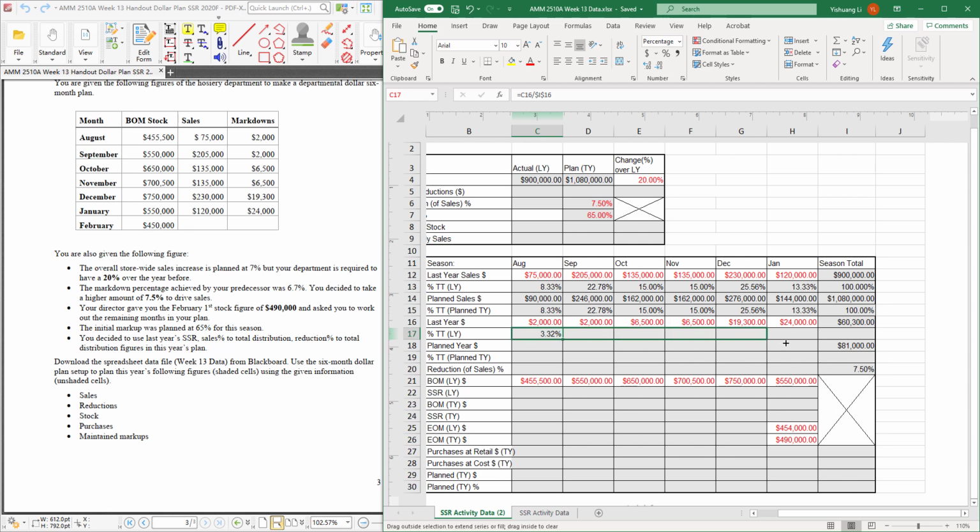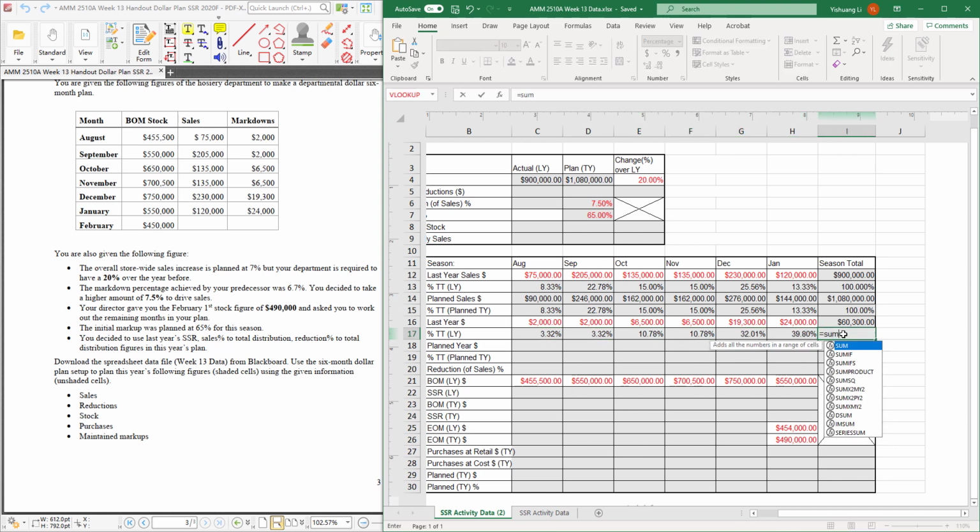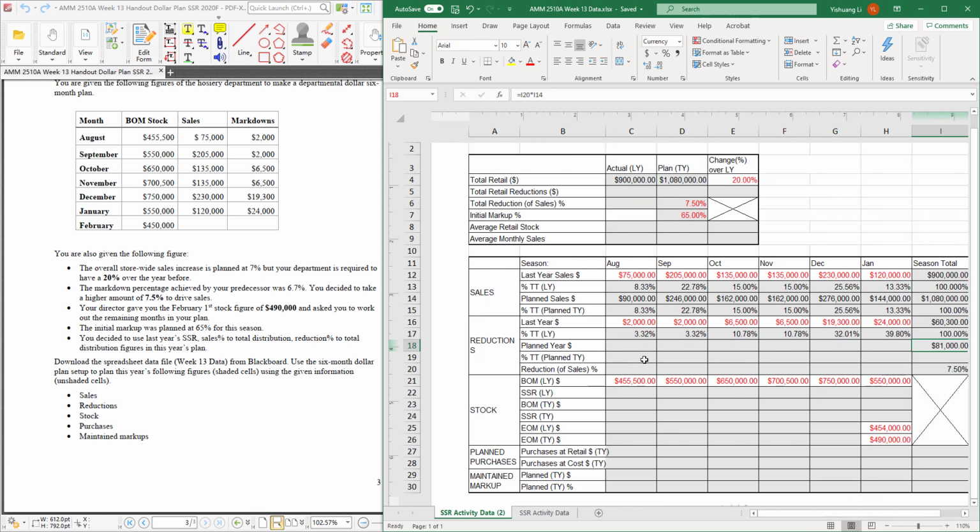Again, this is a distribution, and we can see if this equals 100%, but in theory it should. For this year, we use the same distribution, so this year's plan distribution of reduction to total should equal last year's reduction to total. Okay. How about the reduction of this year?